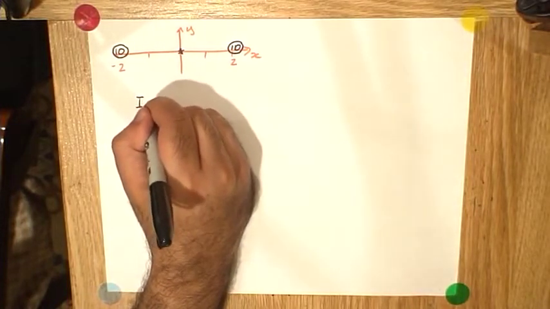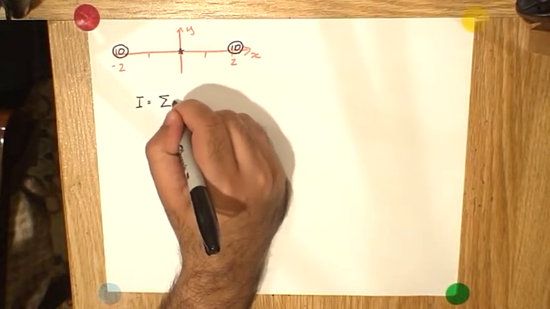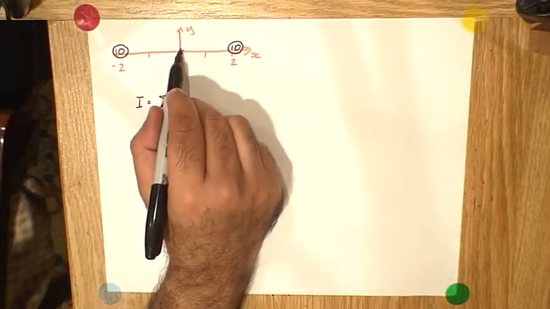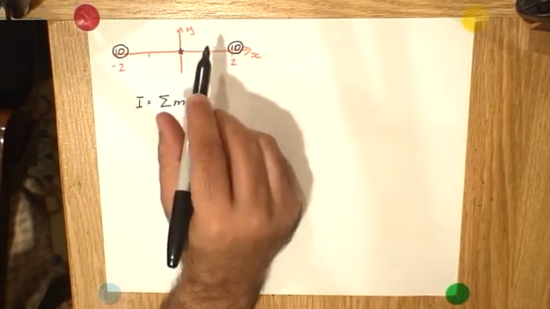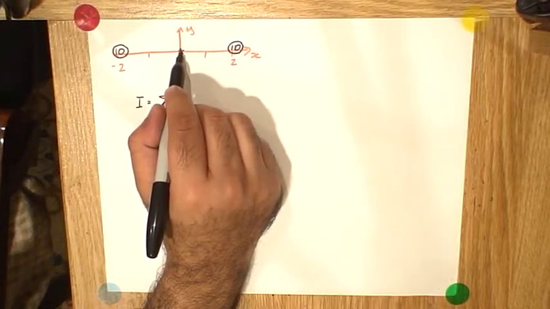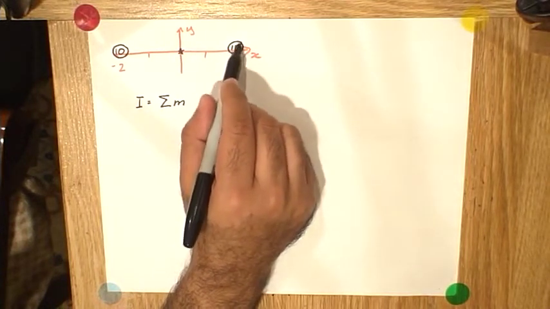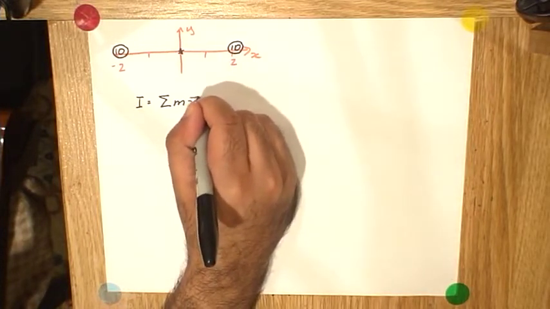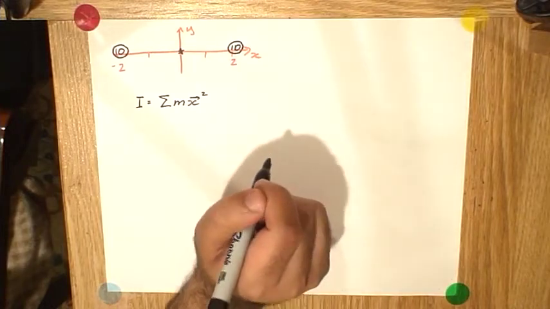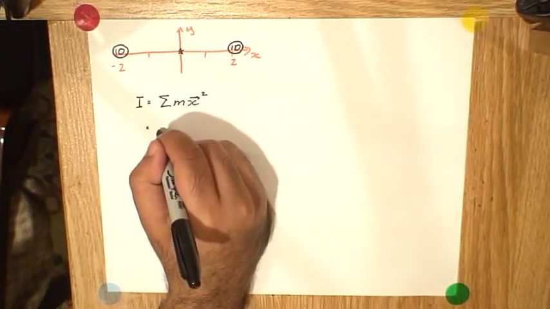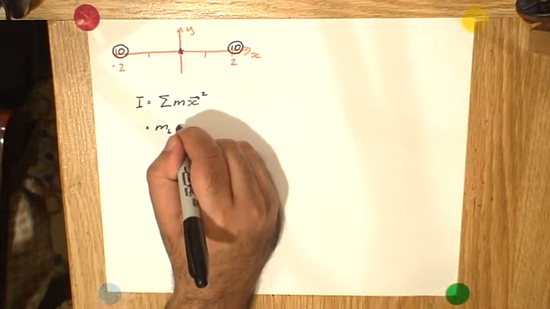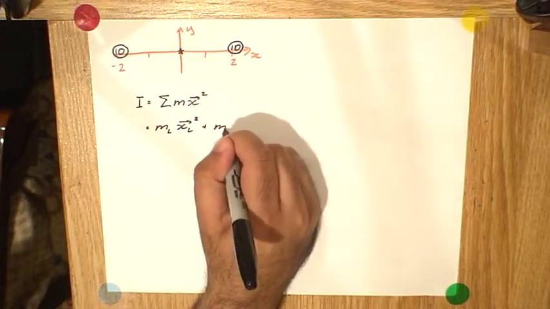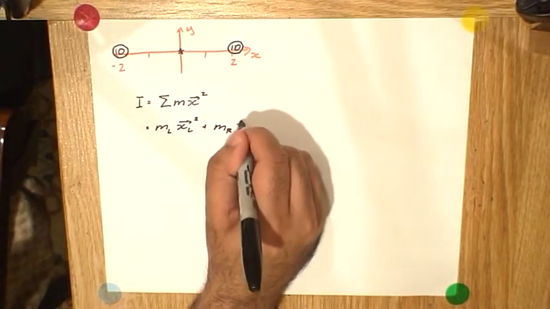Moment of inertia is given as the sum of mass multiplied by the distance from the center of rotation squared. So in this case, because the center of rotation is at the origin, and we know what the position is, the distance is just going to be x. So we could write it like this. In this case, that's going to work out to mass of left times position of left squared plus mass of right times position of right squared.